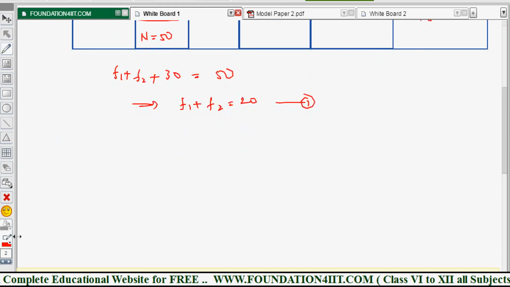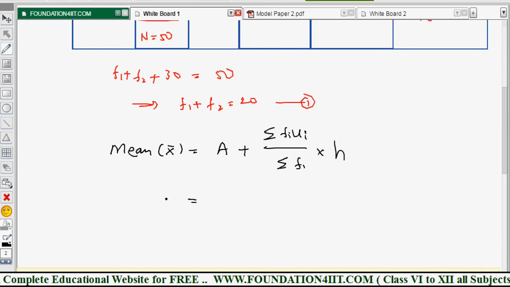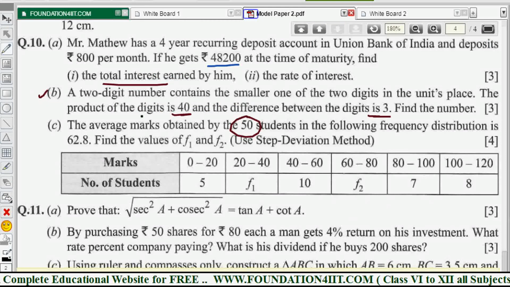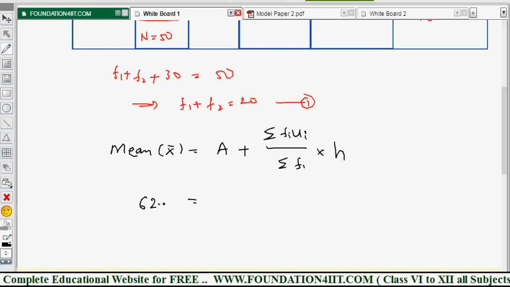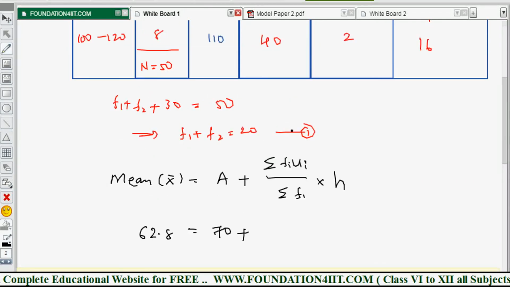Now we'll apply the mean formula. So the mean is equal to the assumed mean A plus sigma fi ui by sigma fi, into h. So h is the class interval, the gap between the class intervals. So we are using the step deviation method. Now the mean is given already, 62.8. So 62.8 equals the assumed mean 70 plus sigma fi ui. That means you need to add this total.